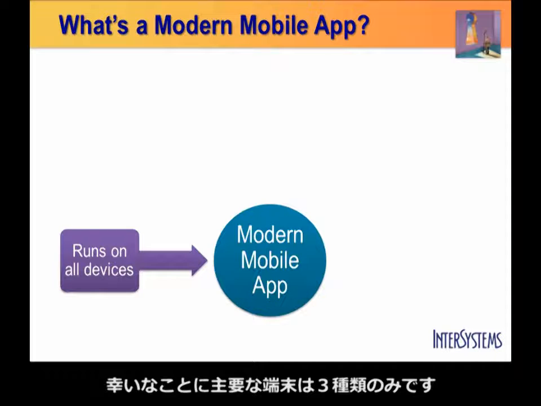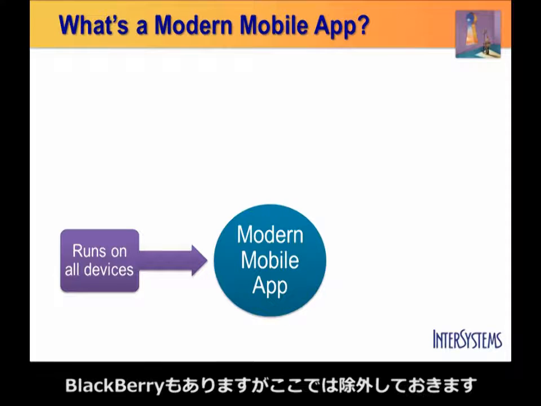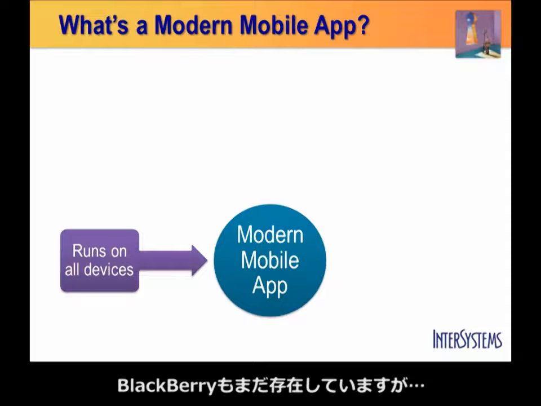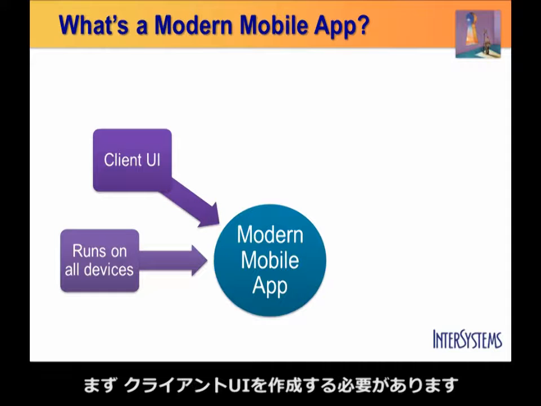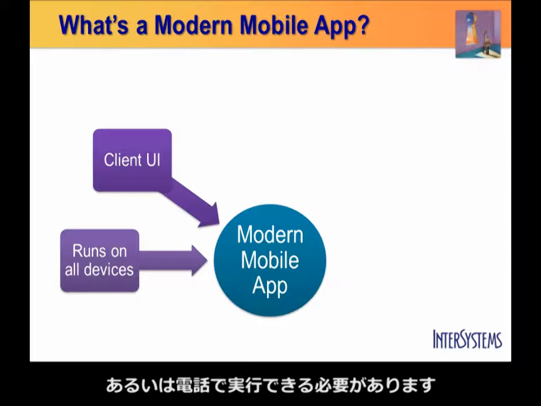And fortunately, there's like 3 major devices, right? There's iPhones and iOS, Android, and Windows Phone, right? There's BlackBerry also, but we don't talk about that. Yeah, they still exist. They're still out there. So, okay, you need to be able to create a client UI. So this user interface needs to be able to run on a mobile device, so a tablet or a phone, for example.